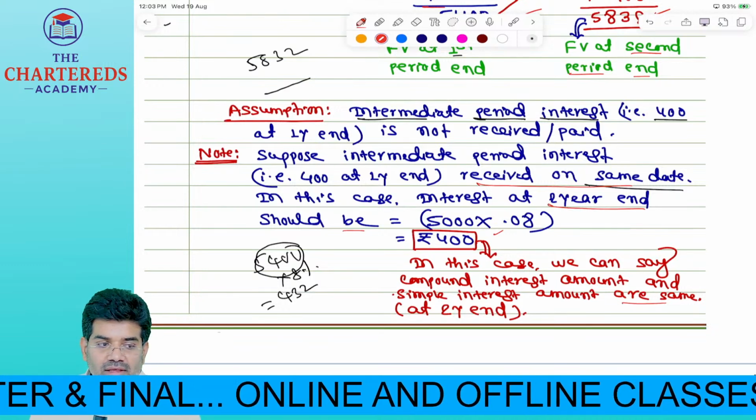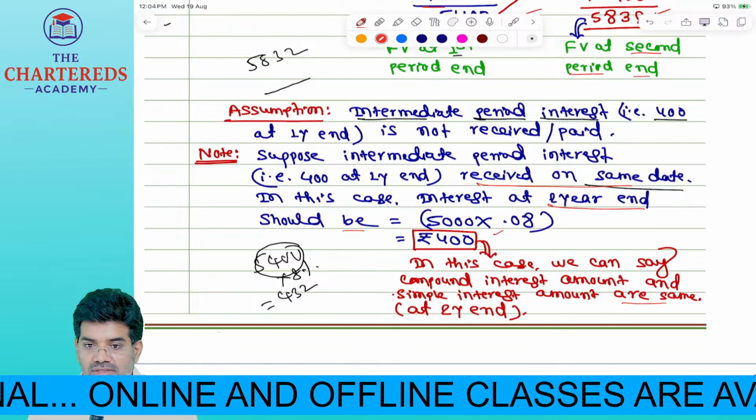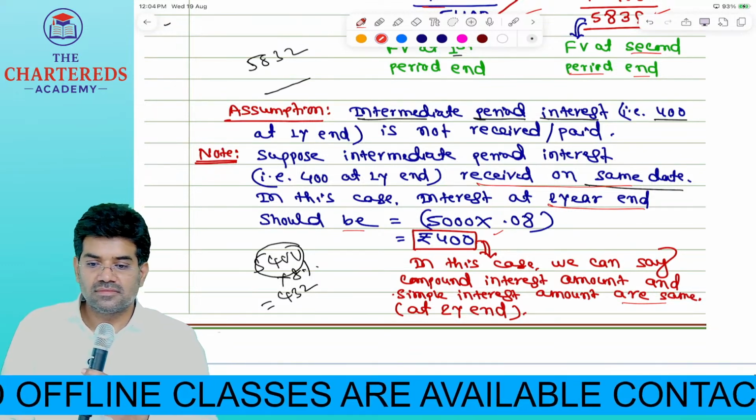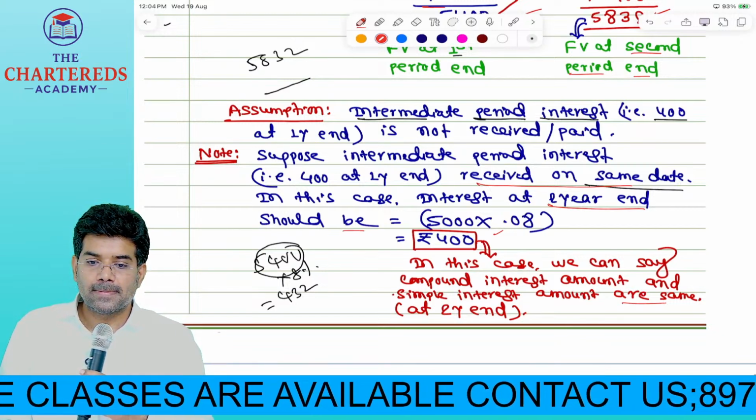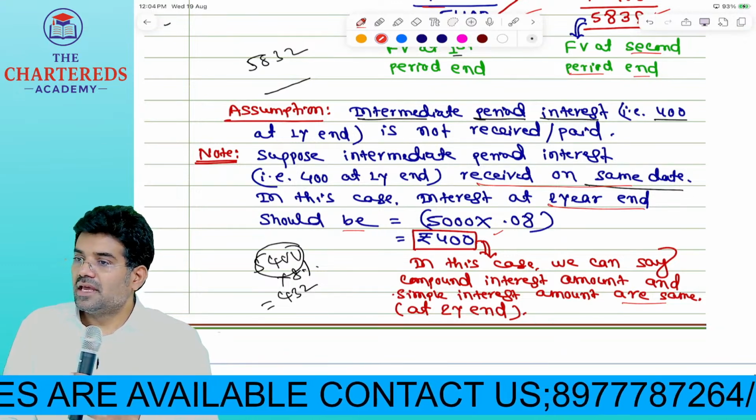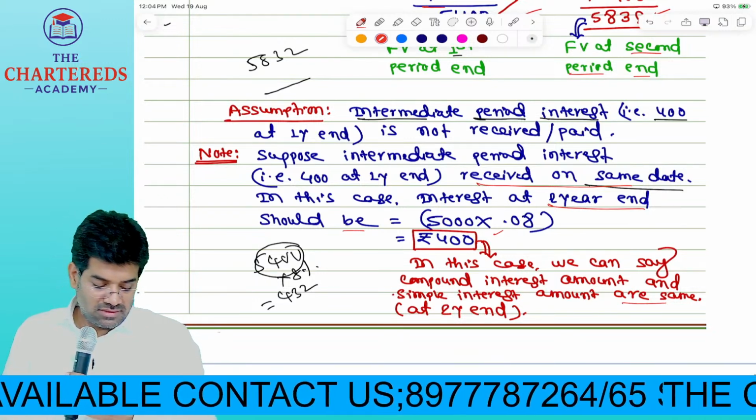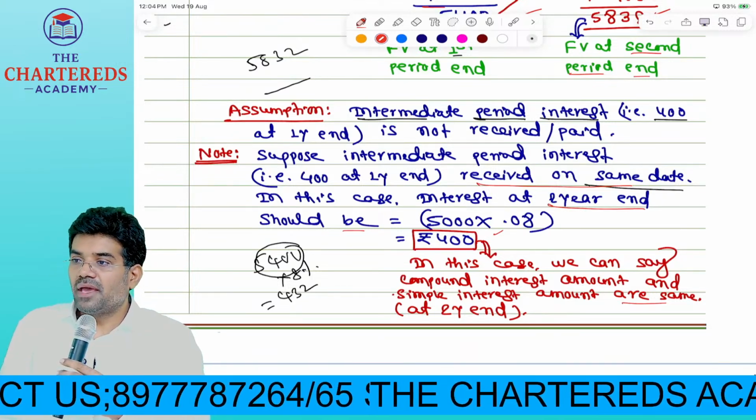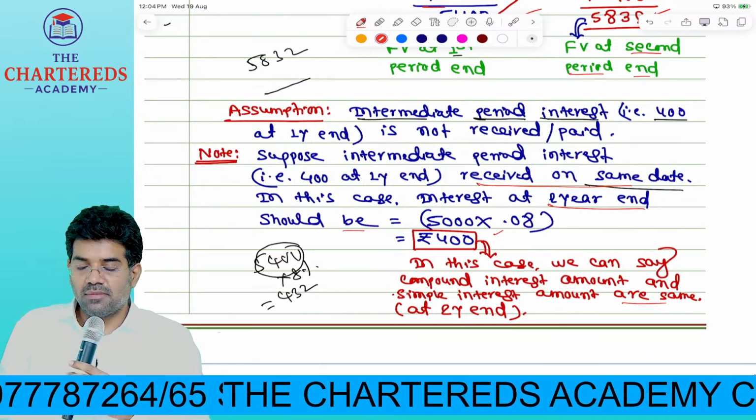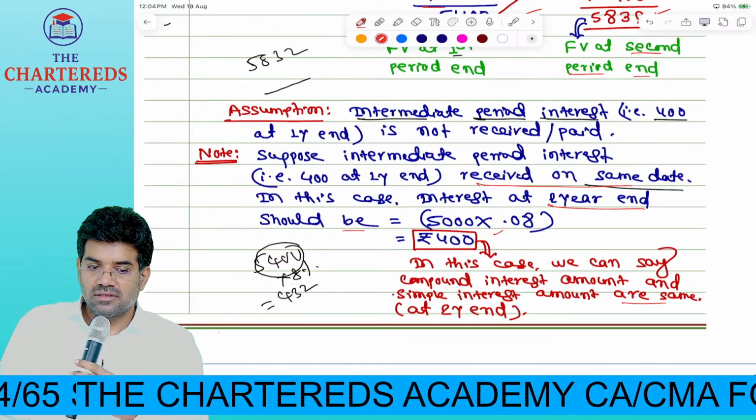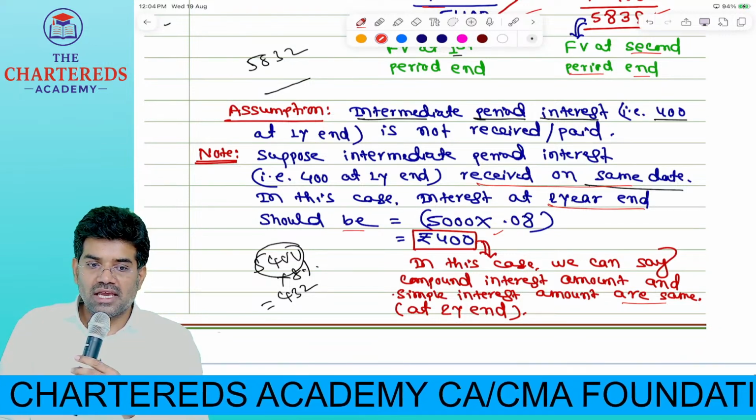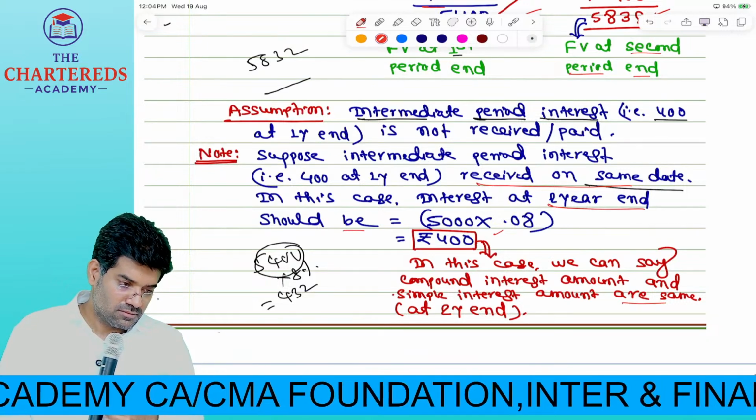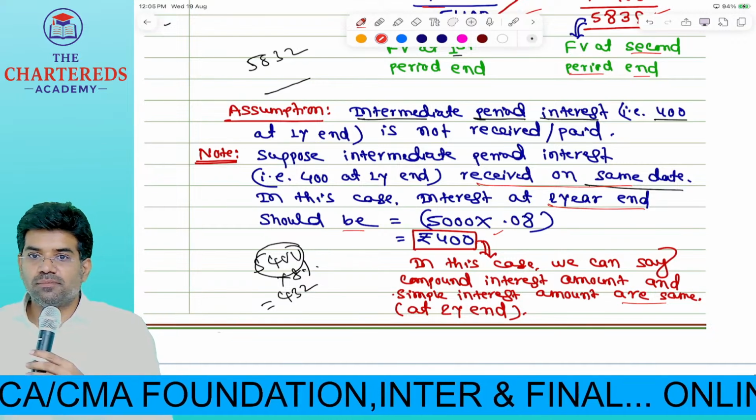If, second point, if intermediate period interest is received on same date, then interest will remain same under simple case and compounding case.